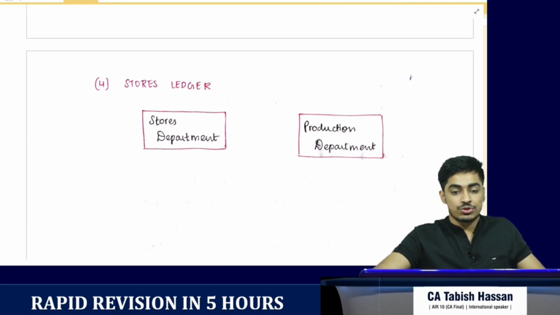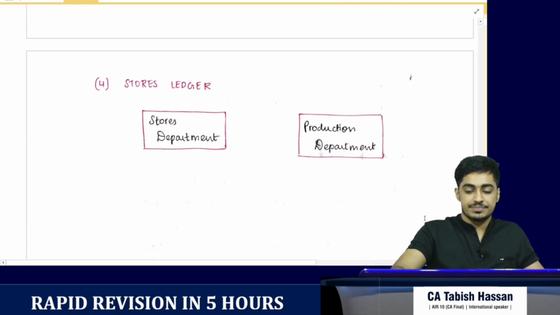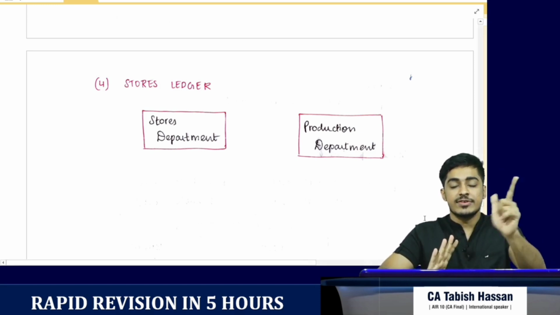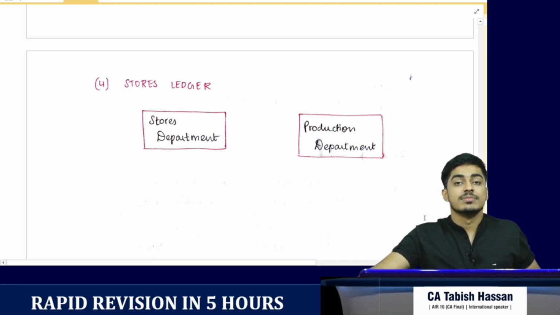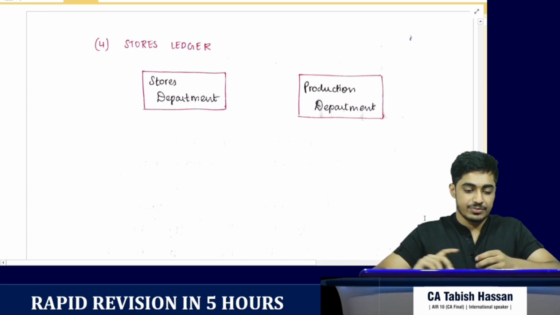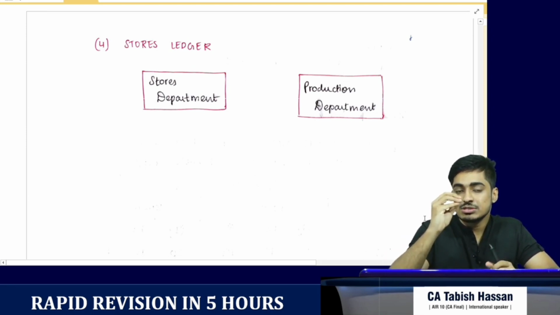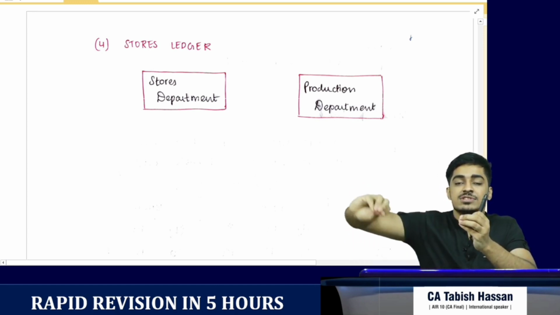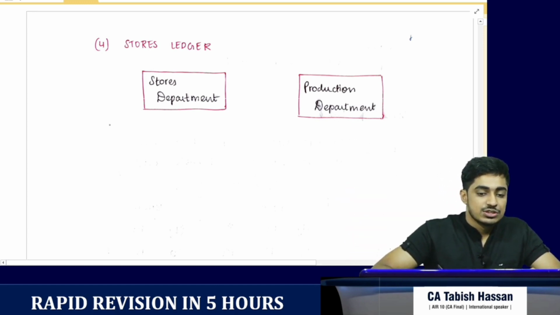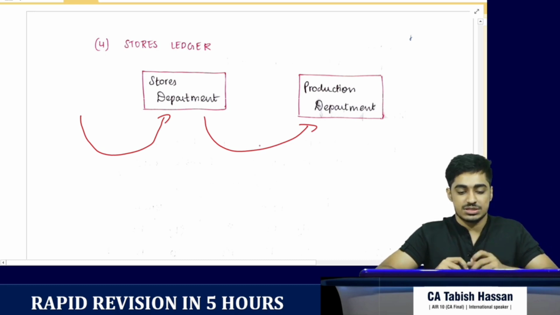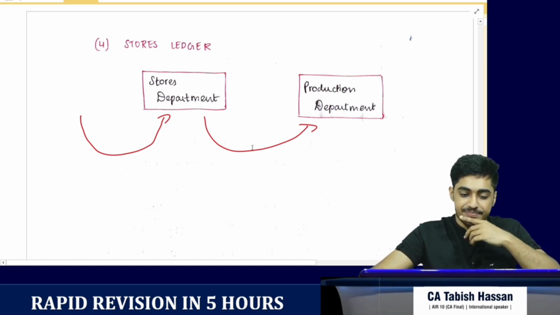Then let's go on to the fourth concept, that is stores ledger. We have discussed EOQ, we have discussed inventory levels, we have discussed the material turnover ratio. Now let's go to the fourth concept, stores ledger. Goods are generally stored in the stores department, and as and when the production department wants it, it transfers the goods to the production department. The stores department gets the goods from the supplier, stores it, and as and when the production department wants it, it issues it.